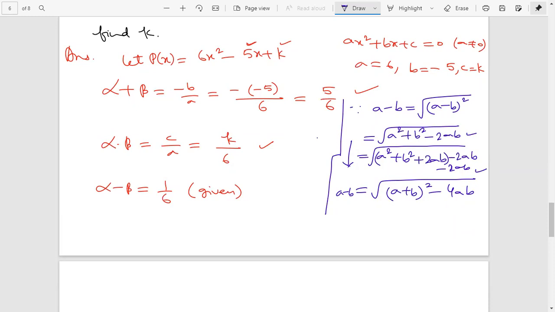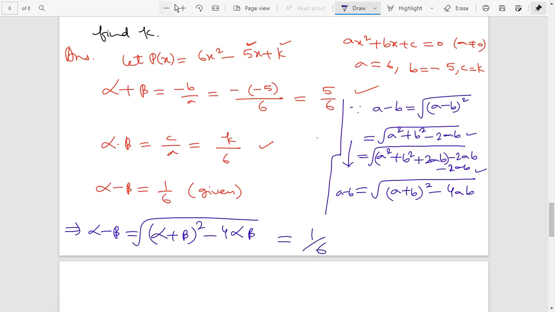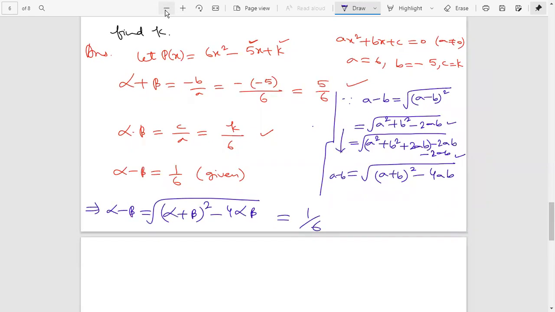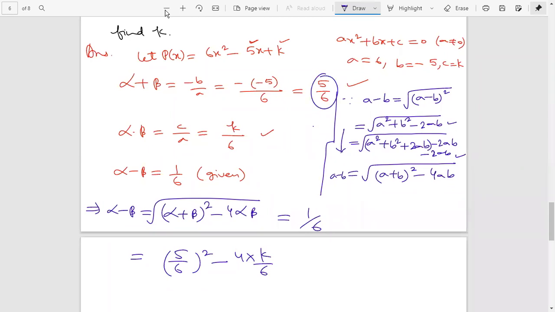Similarly, alpha minus beta we can write as the root of alpha plus beta whole square minus 4 alpha beta, and this value is equal to 1 by 6. Now we will put the values to get the final result. Alpha plus beta is 5 by 6, and alpha into beta is k by 6, so root of 5 by 6 whole square minus 4k by 6 is equal to 1 by 6.